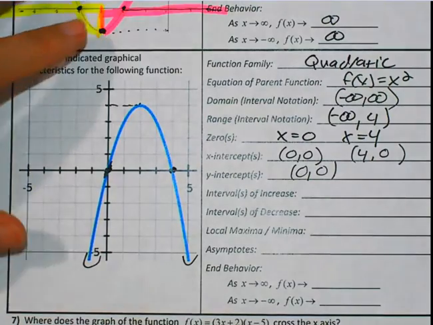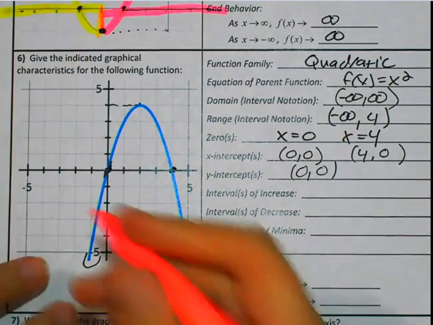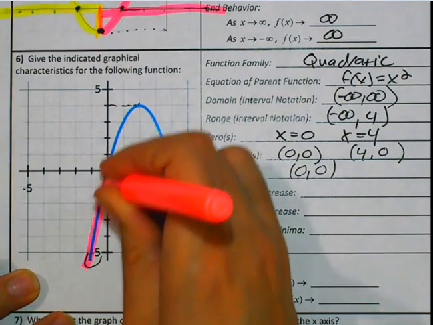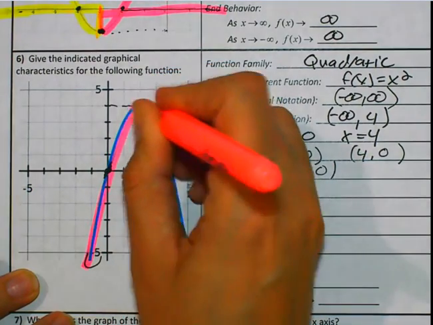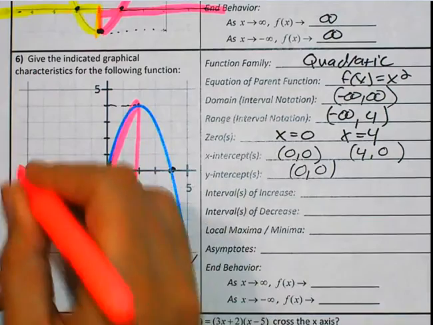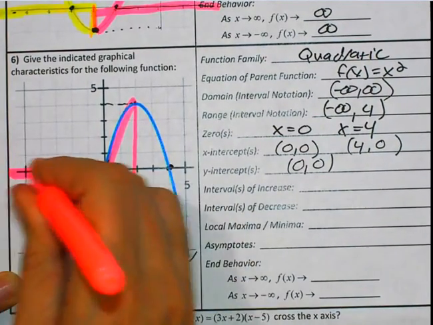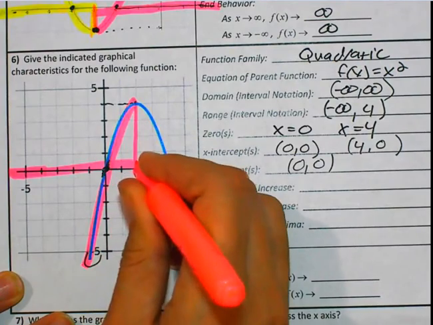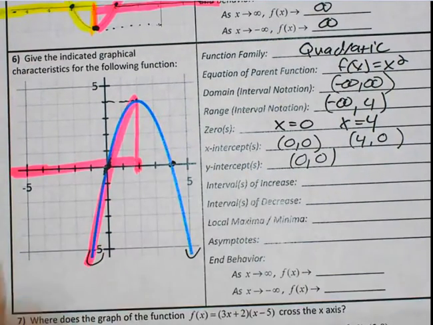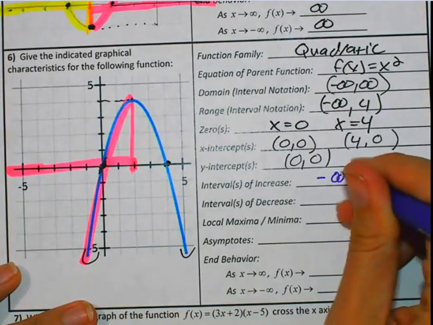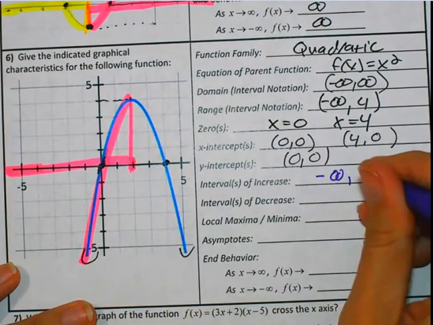Increasing interval, so this one I'm increasing. Imagine you're on a roller coaster. I'm increasing, and the last value I increase at is right here. Notice that it's increasing because we're reading from left to right, from negative infinity, and then it stops here. This is the last value that it increases at. So negative infinity to 2.